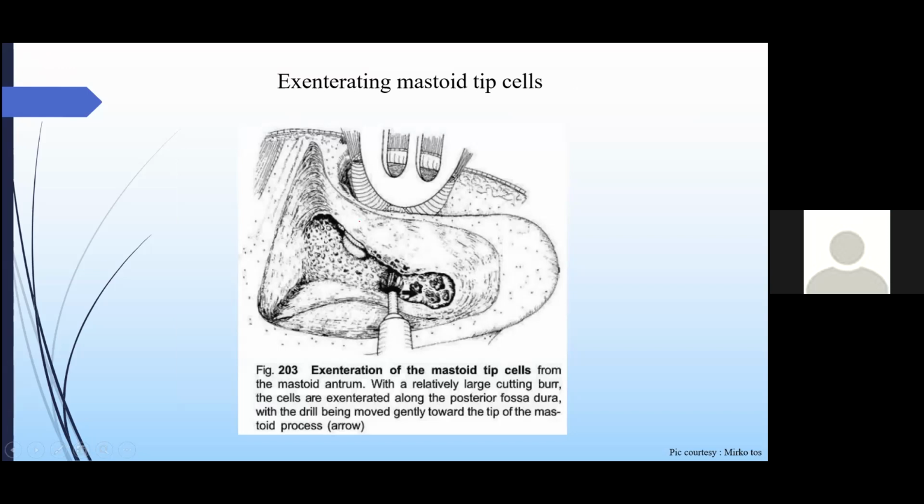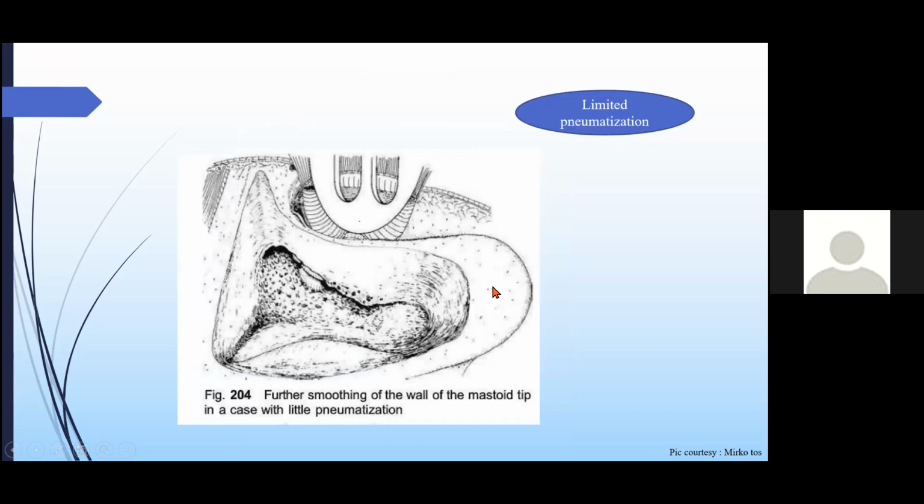So let's start the mastoid tip cells exenteration. Now we have drilled across the sinodural angle, the tegmen, the mastoid antrum is open. Now we have to proceed towards the mastoid tip. In a limited mastoid pneumatization, we can drill to the extent we can find the mastoid tip cells with the large cutting burr in a smooth fashion, in a superior to inferior direction with continuous irrigation. And if the pneumatization is limited, then we should not go till the tip of the mastoid, and we can stop at the last limit where we can see the cells.